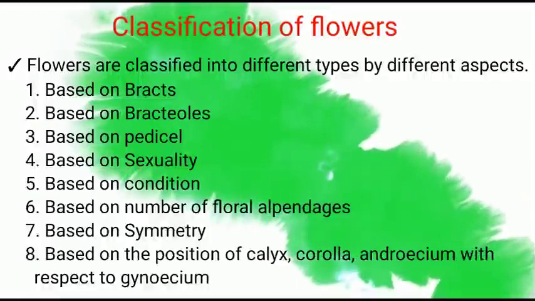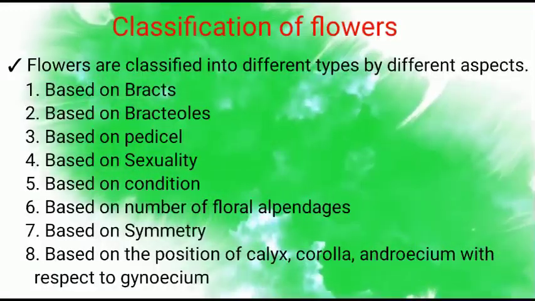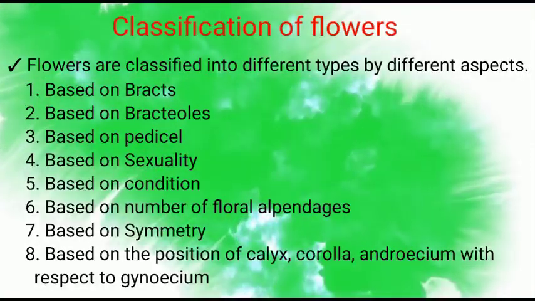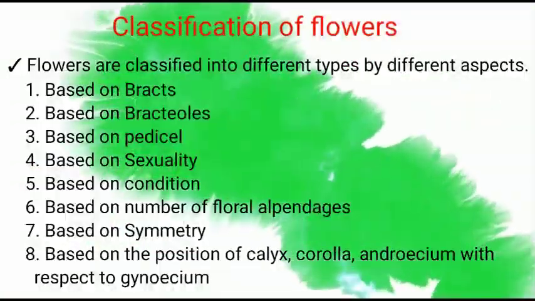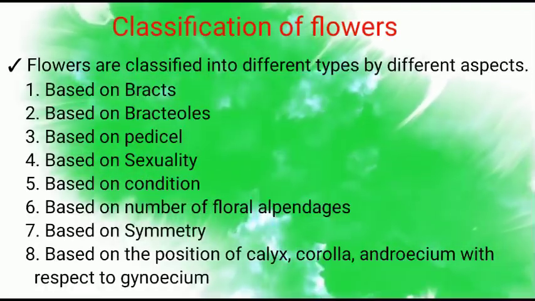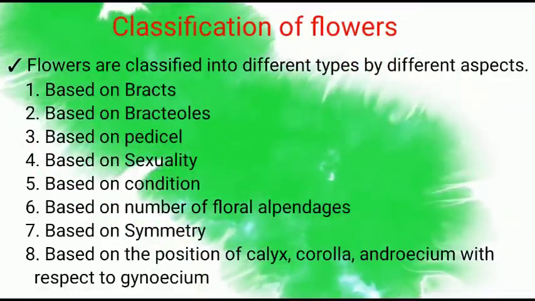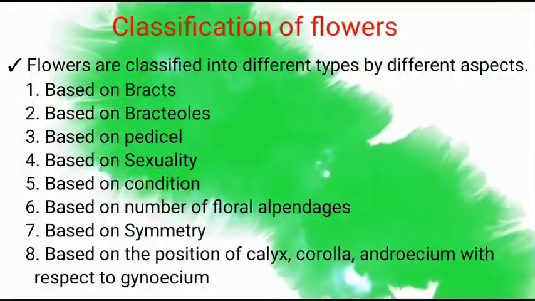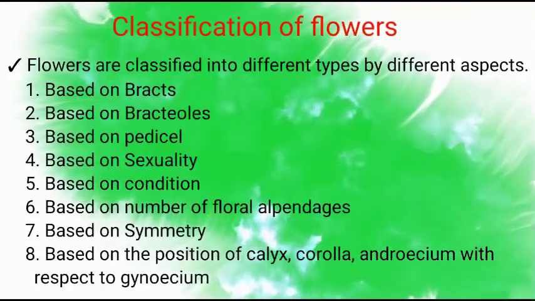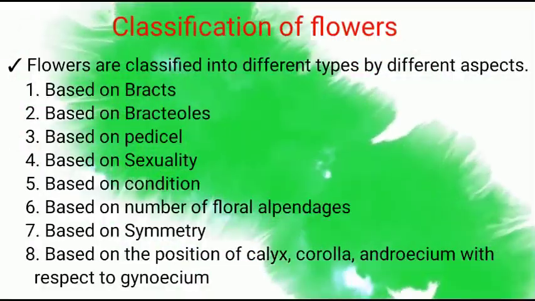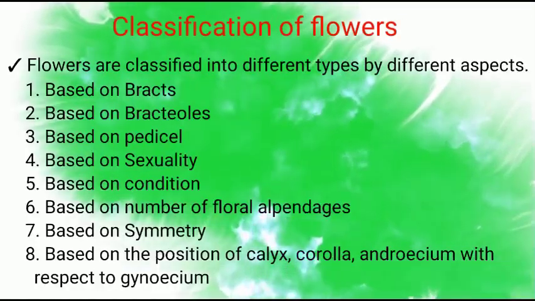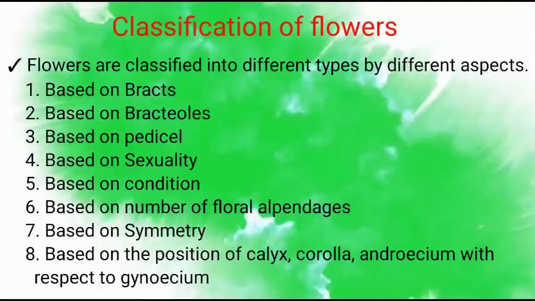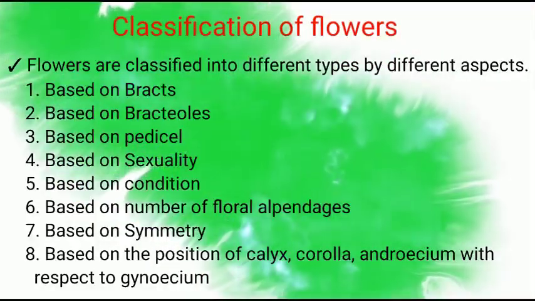Classification of flowers. Flowers are classified into different types by different aspects. The very first one is based on bracts, second one based on bracteoles, third one based on pedicel, fourth one based on sexuality, fifth one based on condition, sixth one based on number of floral appendages, seventh one based on symmetry, eighth one based on the position of calyx, corolla and androecium with respect to the gynoecium.